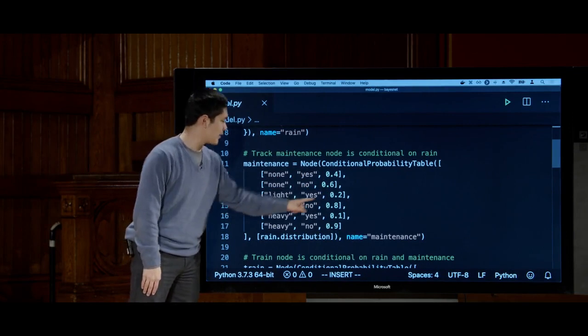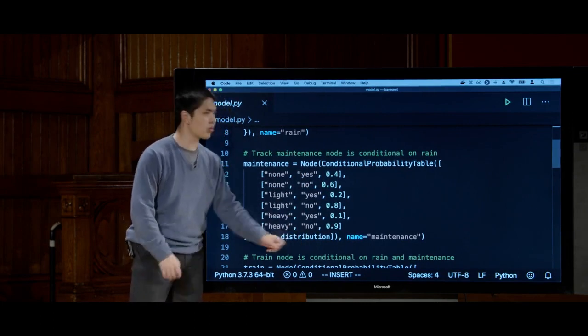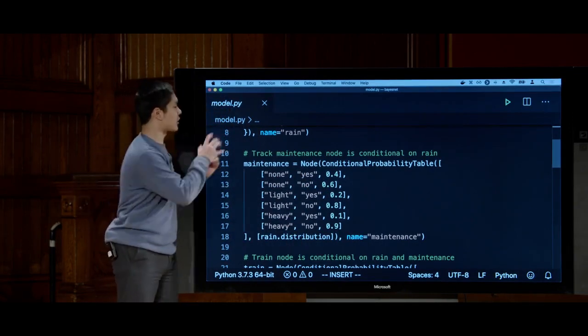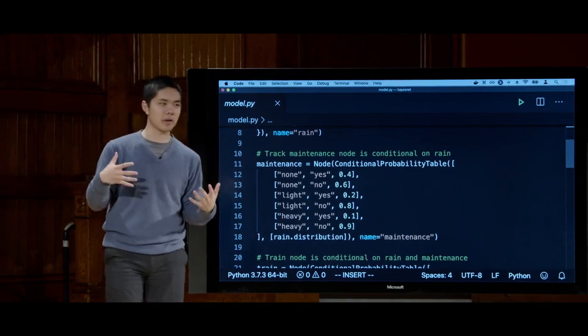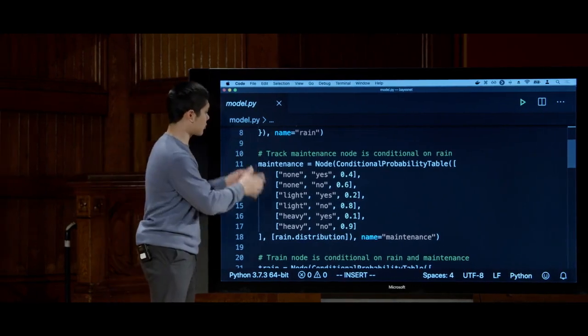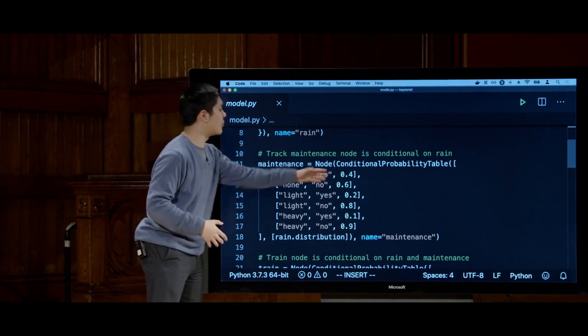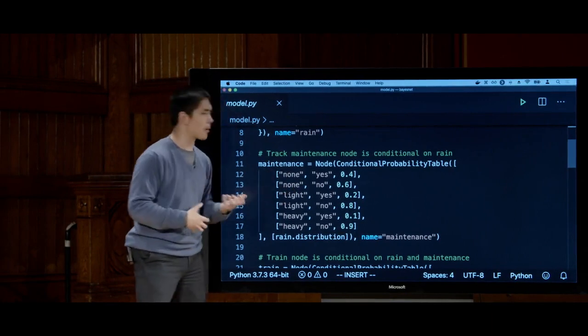Likewise, for light rain, I have a distribution. For heavy rain, I have a distribution as well. But I'm effectively encoding the same information you saw represented graphically a moment ago. But I'm telling this Python program that the maintenance node obeys this particular conditional probability distribution. And we do the same thing for the other random variables as well.